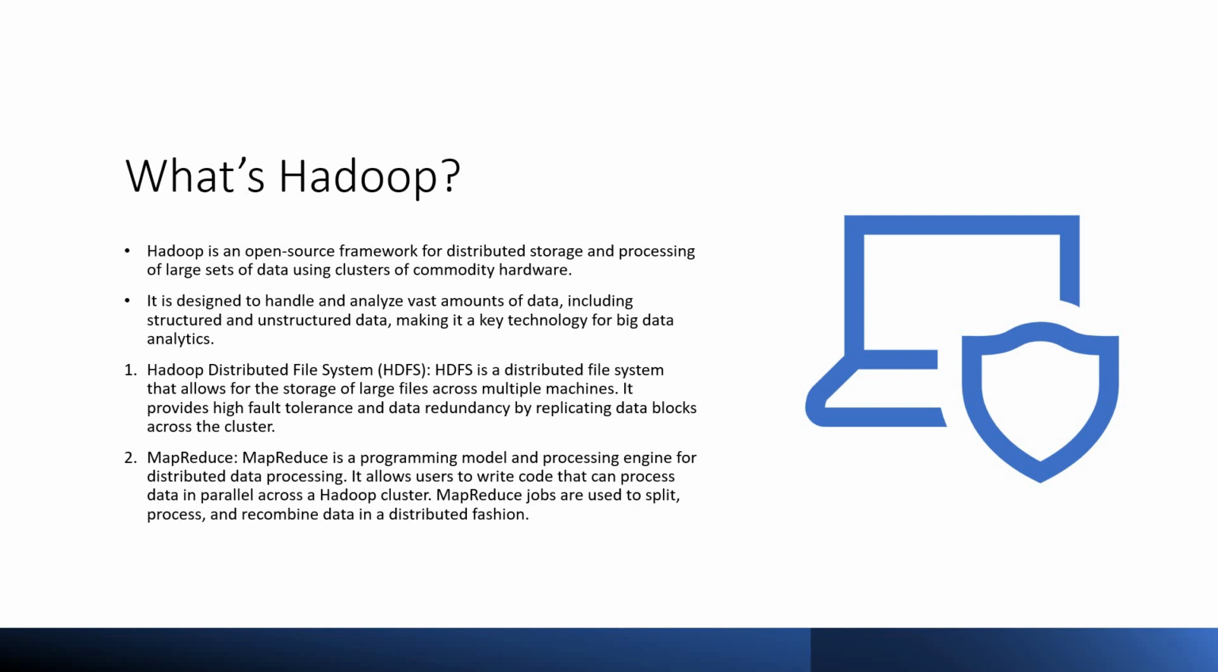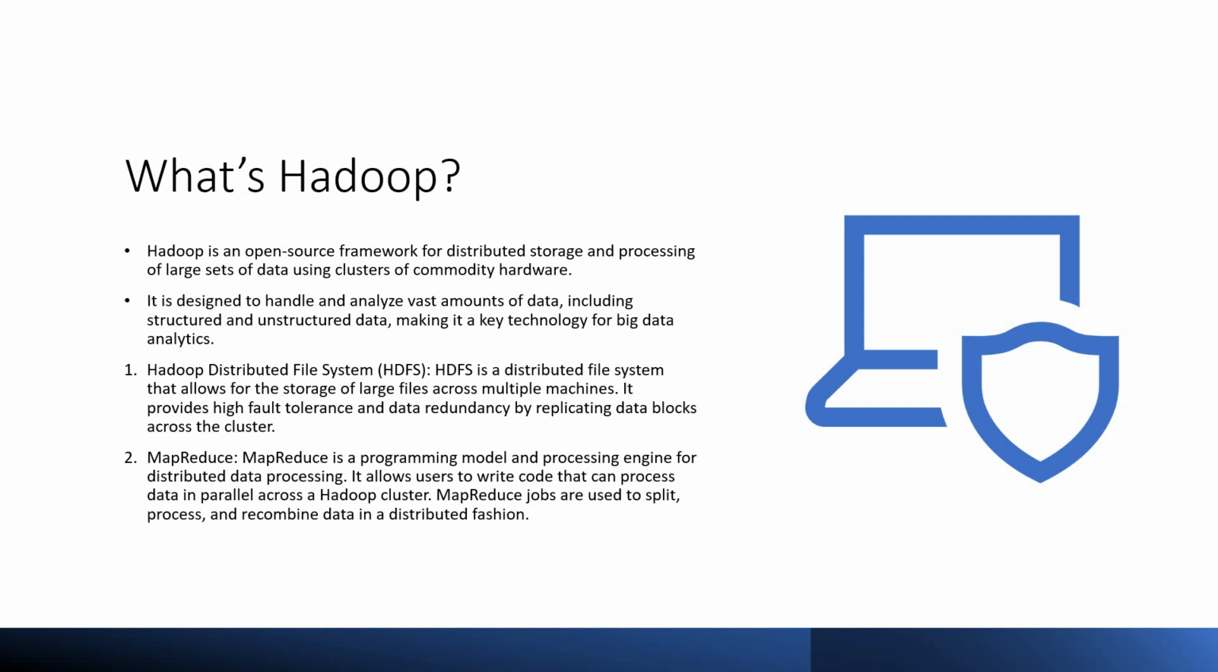It is a programming model. We will deal with it in detail with an example, and it is going to help you get distributed data processing done. It helps users write code that can process data in parallel across the entire Hadoop cluster. MapReduce jobs are used to split, process, and recombine data in a distributed fashion. It is going to be very easy to understand with an example, which I will show you sometime later.